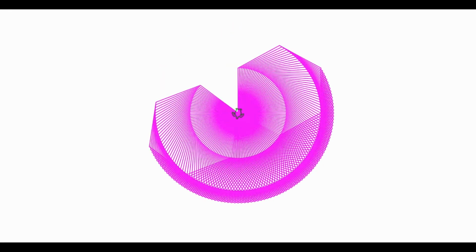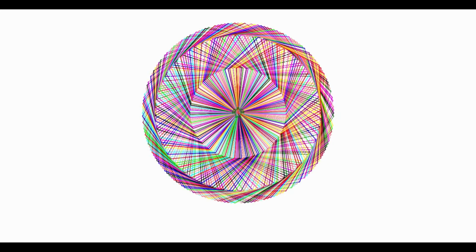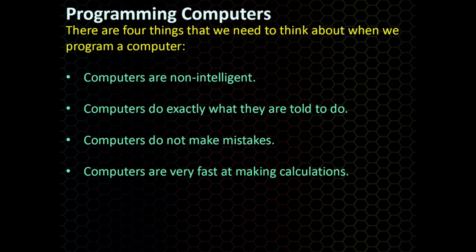Logo is a programming language which we can use to draw shapes and patterns on the screen. Anytime we're programming a computer in any language at all, there are a few things that we do need to think about. We need to remember that computers are non-intelligent. Sometimes we say computers are stupid, but they don't have any intelligence whatsoever, so even saying that is not exactly correct. So a computer has about the same intelligence as a hammer or a drill.